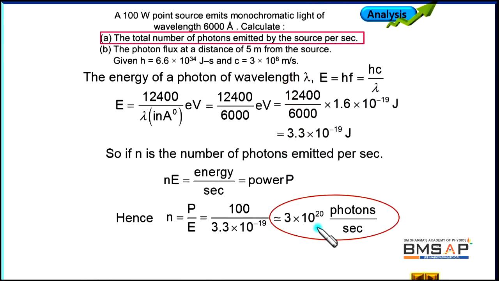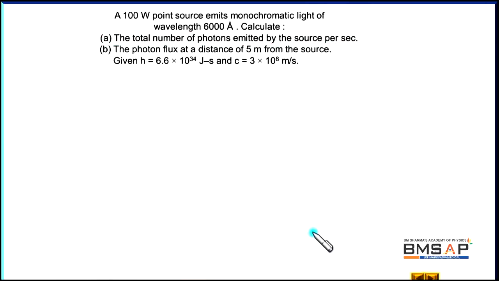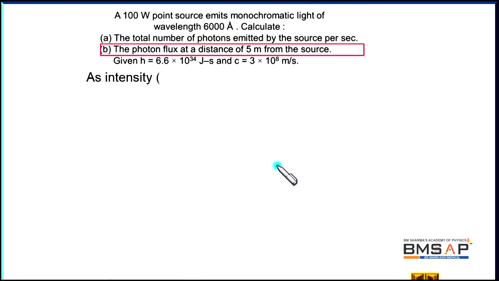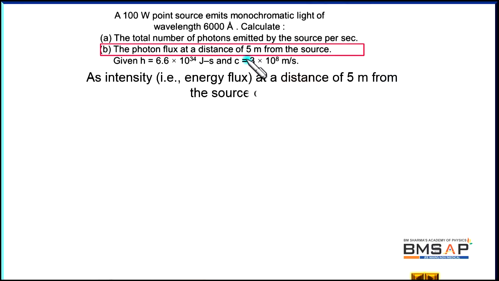Now let us move to the next part of the question. In the next part of the question, we need to calculate the photon flux at a distance 5 meter from the source. That means we need to calculate the intensity of the photon. For calculating this intensity of the photon, we need to calculate the intensity of the radiation at a distance 5 meter from the source. And we know the power of the source equal to 100 watt. So let us calculate the intensity at a distance 5 meter.